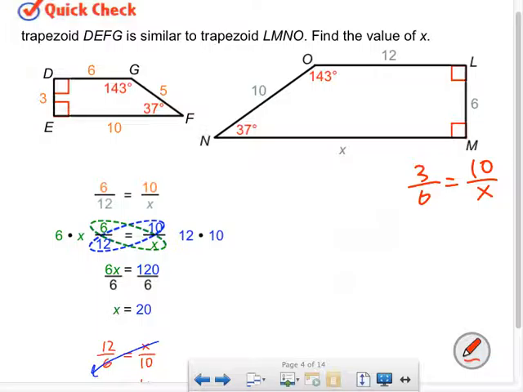Did somebody have another way? Did somebody have a different proportion that they set up? This is correct if you set that up. That's correct. Does somebody have another one? Go ahead, Makeda. 10 over 6 and then 12 over x. 10 over 6.